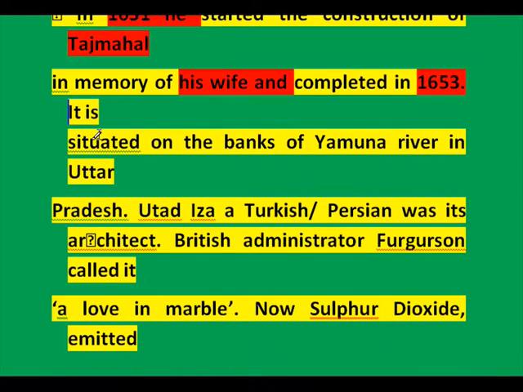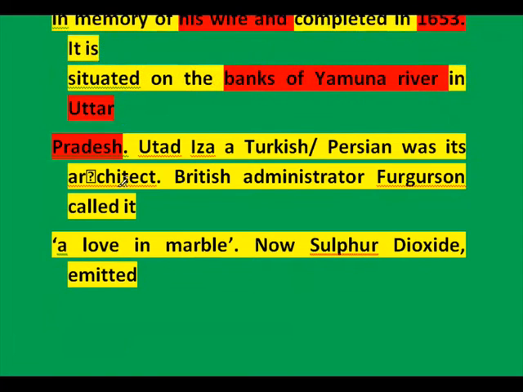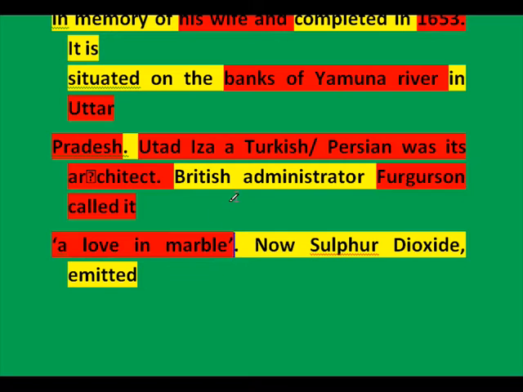It is situated on the banks of the Jamuna River in Uttar Pradesh, and Ustad Isa, a Turkish person, was its architect. The British administrator Ferguson called it a love in marble.